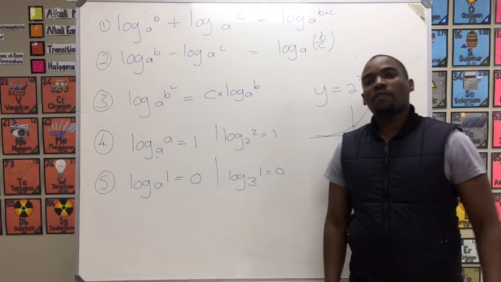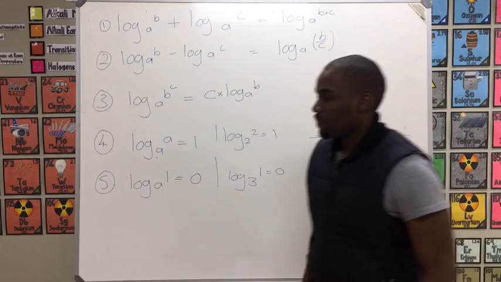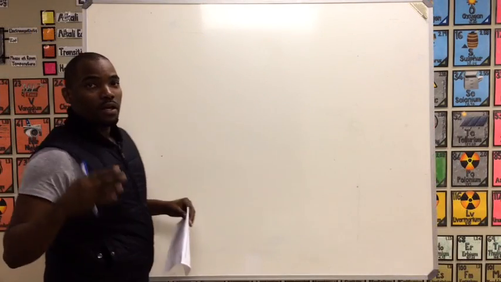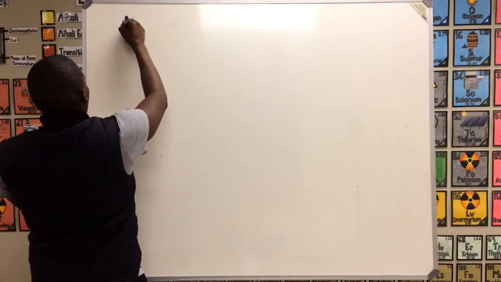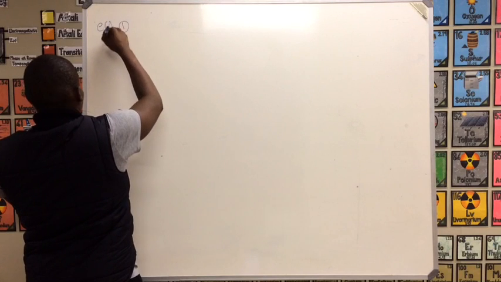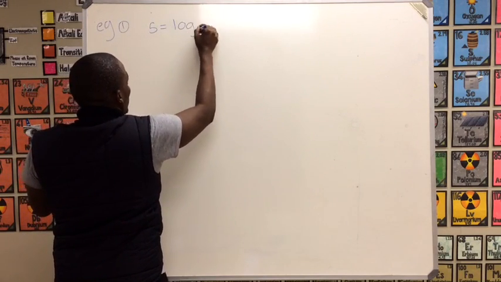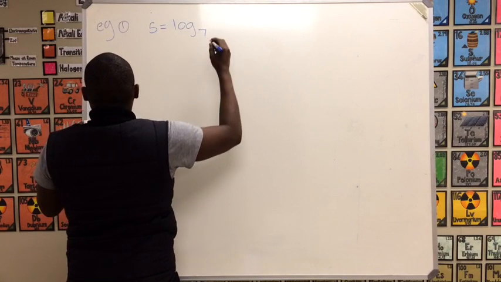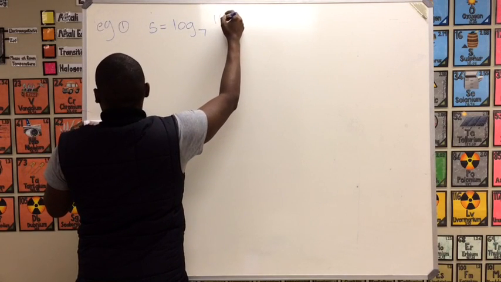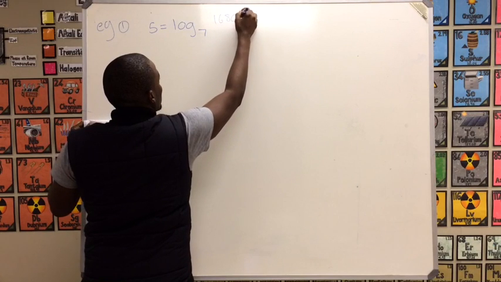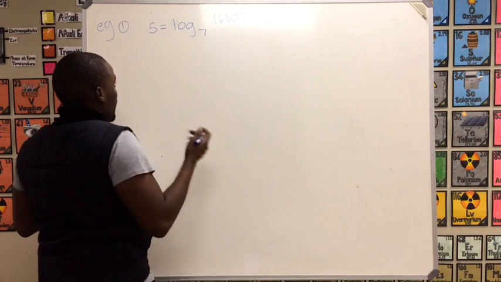Okay, let's try a couple of examples and see how we do with those. Express this in exponential form. So we get given 5 is equal to log base 7 of 16807. And that's pretty easy.